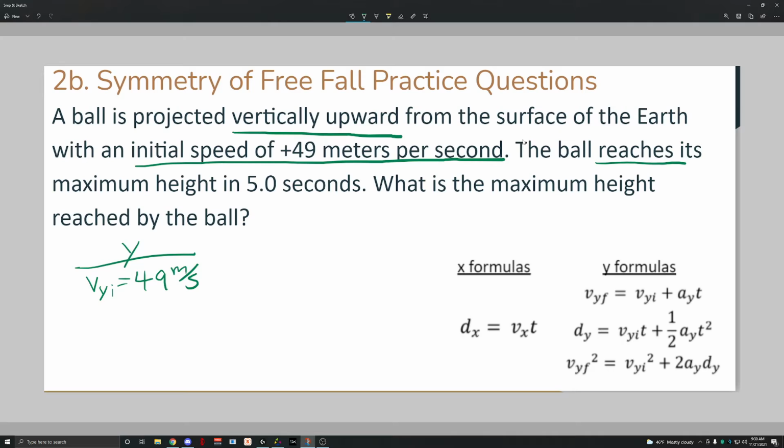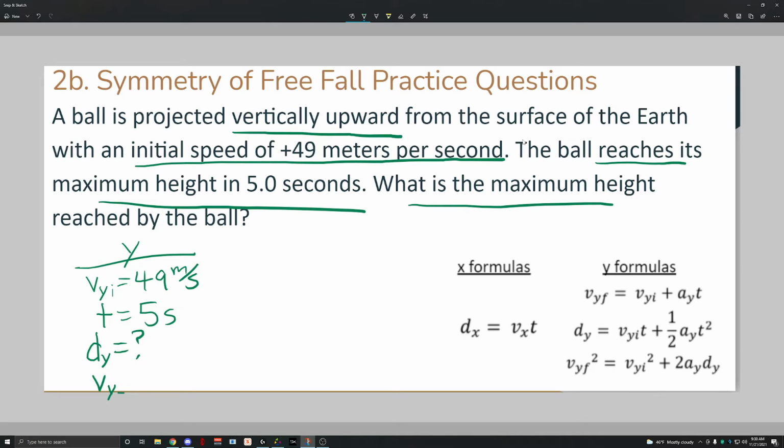The ball reaches its max height in 5 seconds, right? So your time t is 5 seconds. It reaches its max height. And so what's its max height reached by the ball? Well, dy is the question mark. You need another known here. An assumption you can make is that at your max height, your velocity at the top is 0.